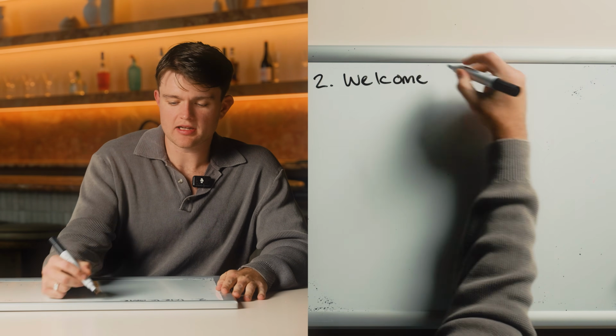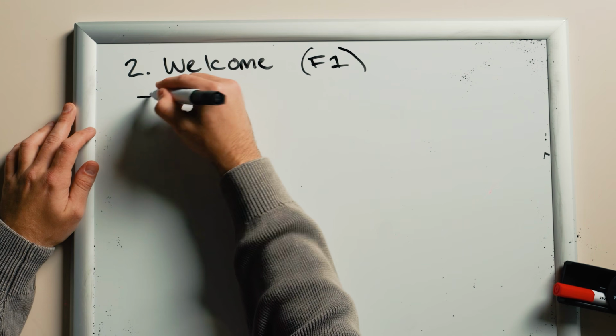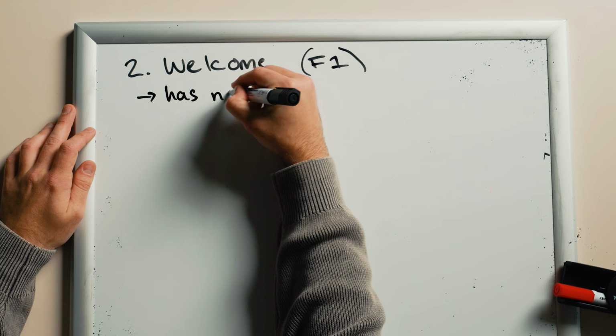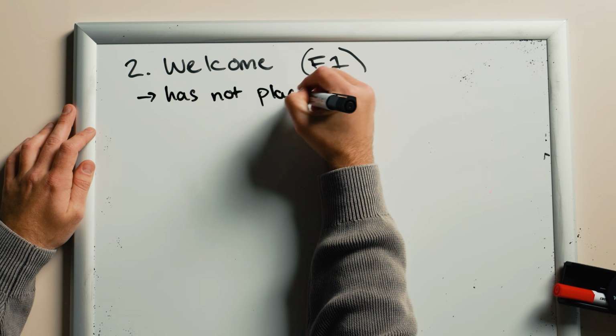Secondly is our welcome flow. Now, this is probably the next most important thing after the pop-up form for our function 1, which is improving acquisition efficiency. When you're building the welcome flow, you want to set a trigger which is has not placed order. You don't want anyone coming through this flow who has placed an order over all time.